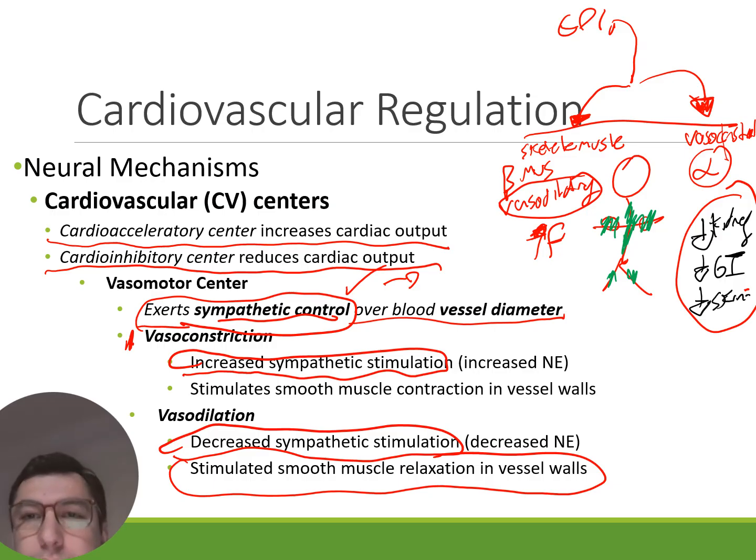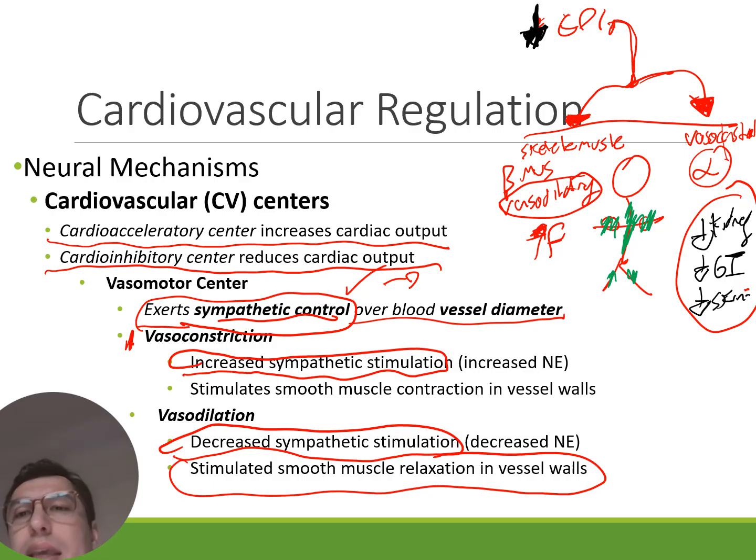So again, if epinephrine is being released, it's going to have different actions in different tissues of the body. In a skeletal muscle during that response it is going to cause vasodilation, and we're going to increase blood flow. But in other tissues, it's going to cause vasoconstriction, and that is because we're now restricting blood flow to these other areas, and we're now shunting blood flow to those muscles that are needed for fight or flight.